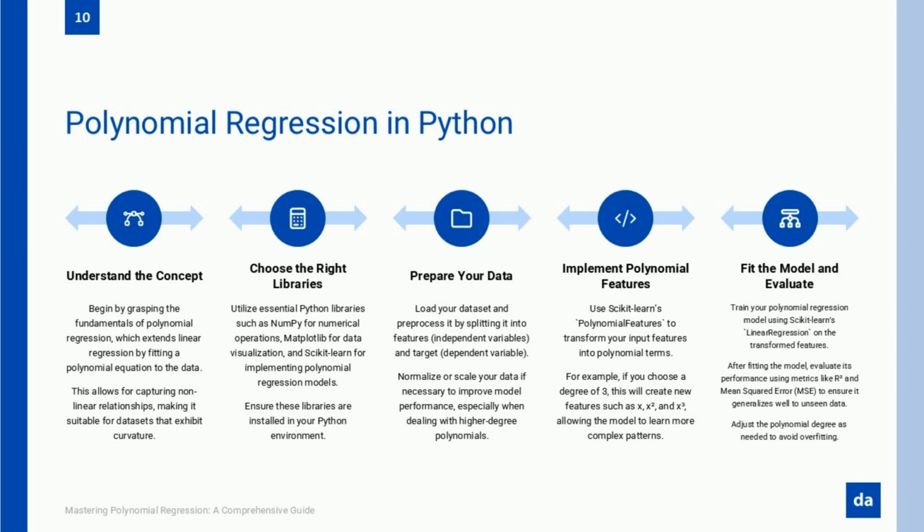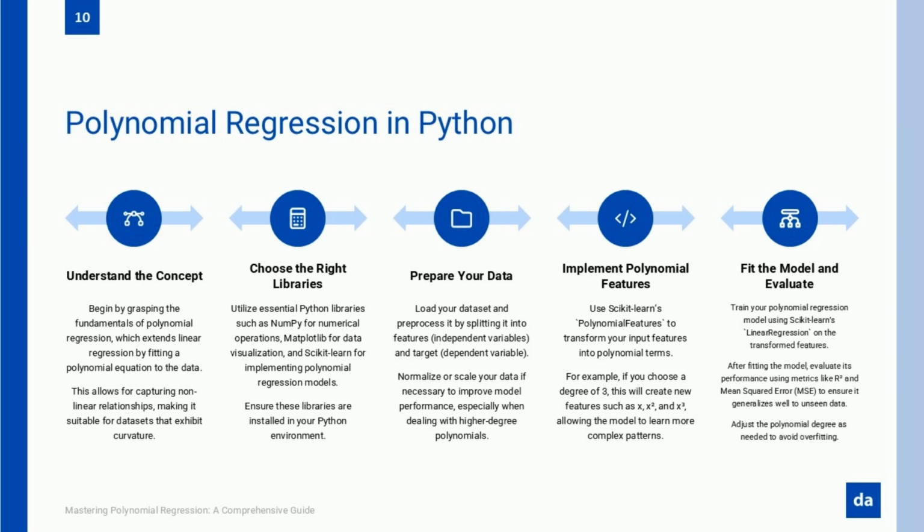The best approach is to start with a low-degree polynomial and gradually increase it while monitoring performance metrics and validation errors. If the validation error increases significantly while the training error remains low, it is a sign that the model is overfitting and a lower degree polynomial should be used. By following these steps, polynomial regression can be effectively implemented in Python to model nonlinear relationships in real-world datasets.